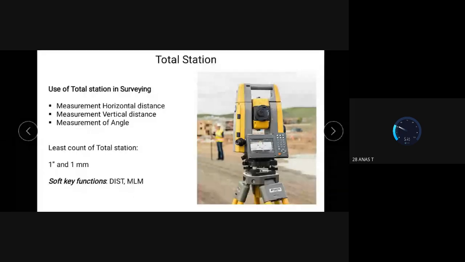So DIST actually, it is a soft key which is used to find the distance between the instrument station and the point which is viewed. If we are viewing the point A, so instrument station, suppose instrument വെച്ചിരിക്കുന്ന point O ആണെന്ന് വിചാരിക്കാം. A എന്ന് പറയുന്ന point ആണ് നമ്മൾ വ്യൂ ചെയ്തിരിക്കുന്നത് using the total station. Then the distance OA കിട്ടാൻ വേണ്ടിയിട്ട് യൂസ് ചെയ്യുന്ന സോഫ്റ്റ് കീ ആണ് DIST.